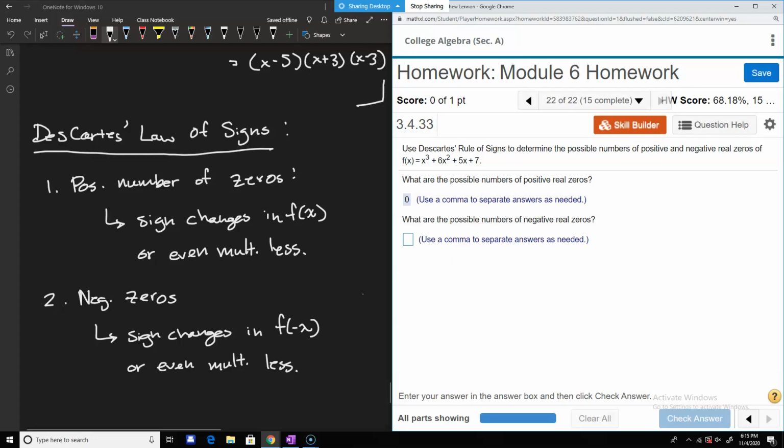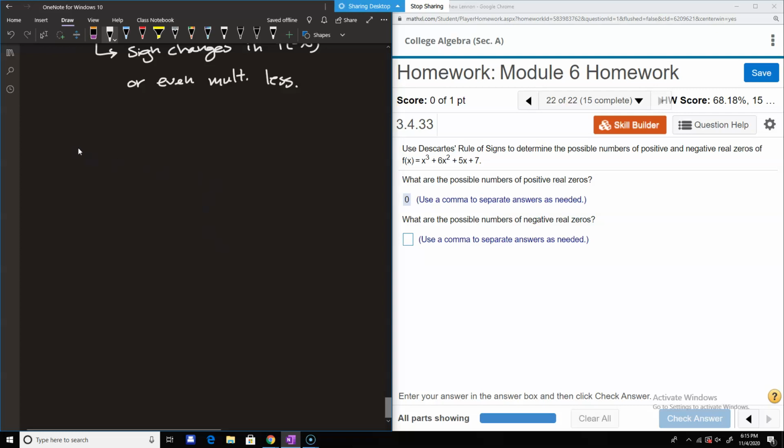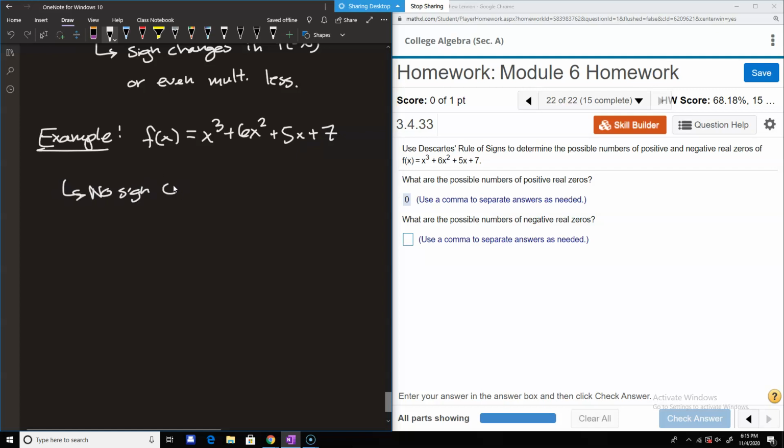What about the negative real zeros? So let's do this example next to it so we remember. Example. So let's say f of x equals x cubed plus 6x squared plus 5x plus 7. So no sign changes. So no positive zeros.